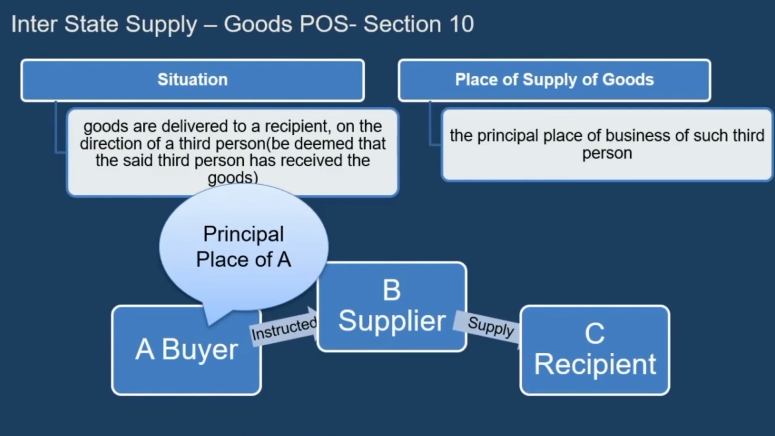But for the transaction between A and B, on paper A has not received the goods, but it is deemed to have received the goods. And the principal place of business of A, say A has a main place of business in Mumbai, that is deemed to be the place of supply of goods.